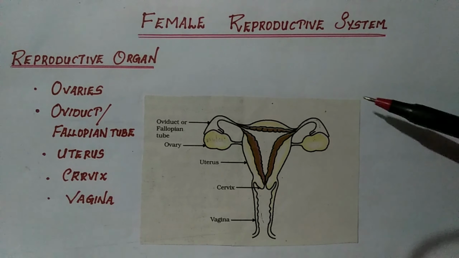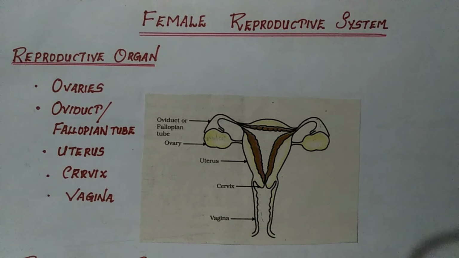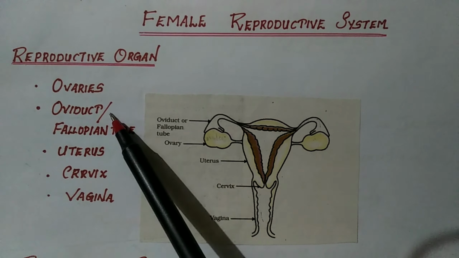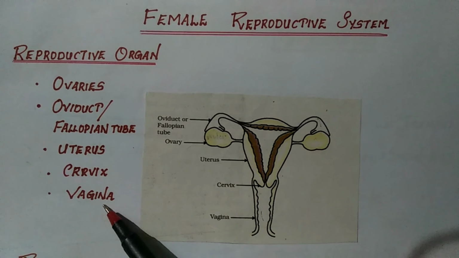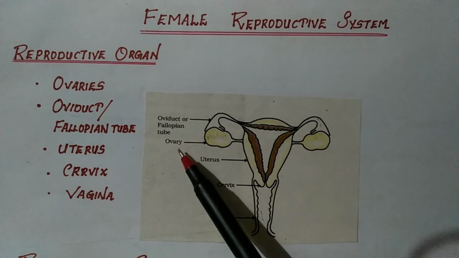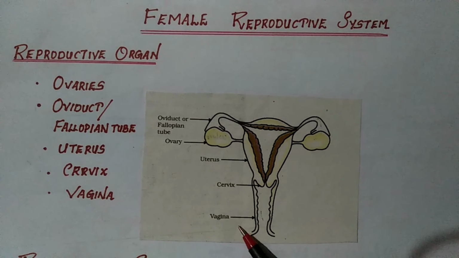My dear students, our next topic is the female reproductive system. The female reproductive system consists of a pair of ovaries, oviduct or fallopian tube, then uterus, cervix and vagina. You can go through the parts here: oviduct or fallopian tube, ovary, uterus, cervix and vagina.